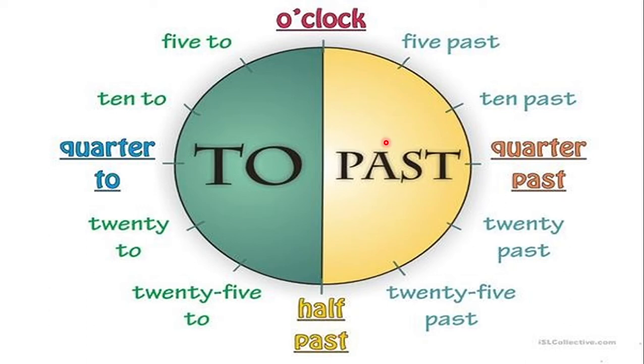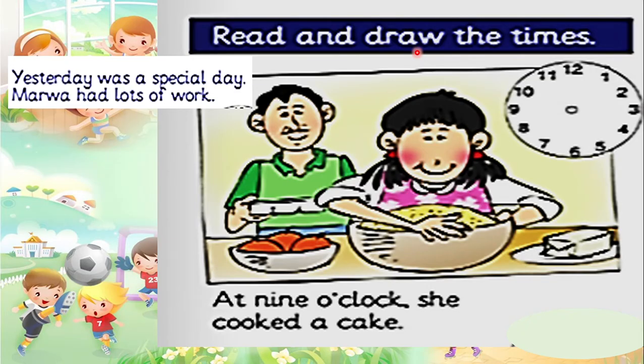Okay, my students? So the right part, we use past, the minute, and here we use to. Very good. As you notice, we started with the minute: 5 past, 5 to, 10 past, 10 to. Okay, my students? Now let us do it by example.